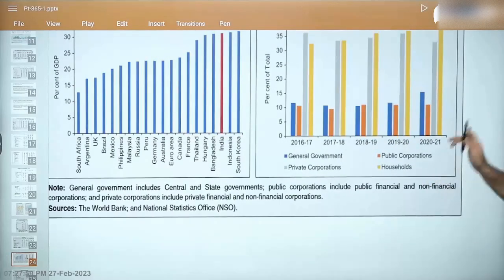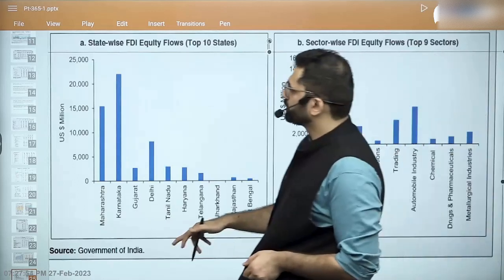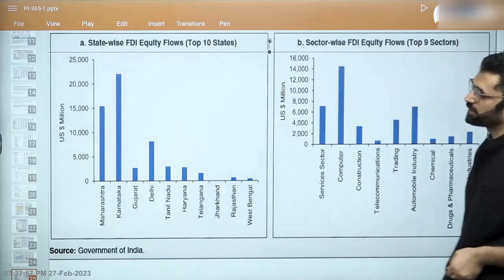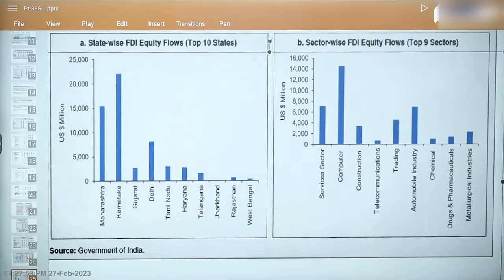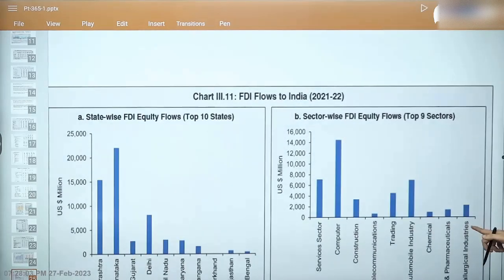The FDI flow. This is the state-wise FDI equity flows, the top 10 states, and the sector-wise FDI equity flows in the top 9 sectors. This is last year.